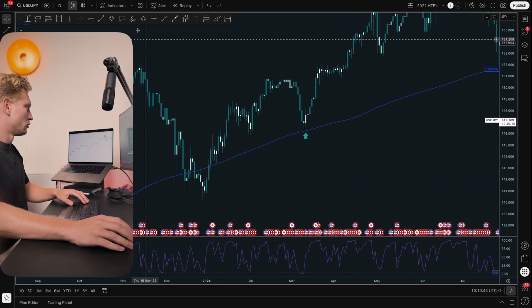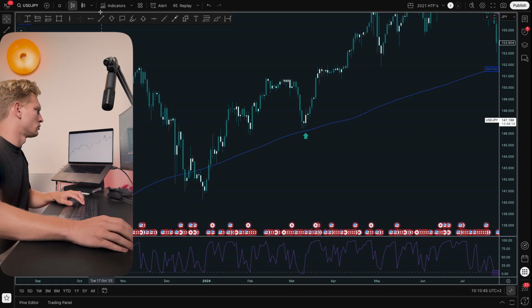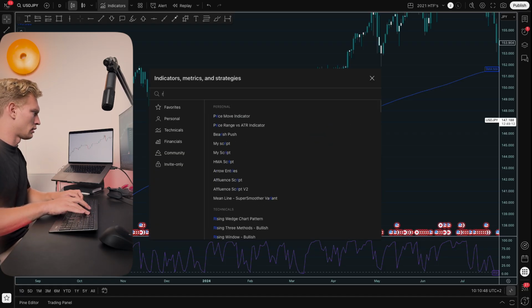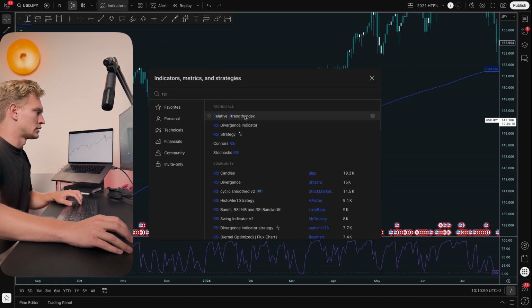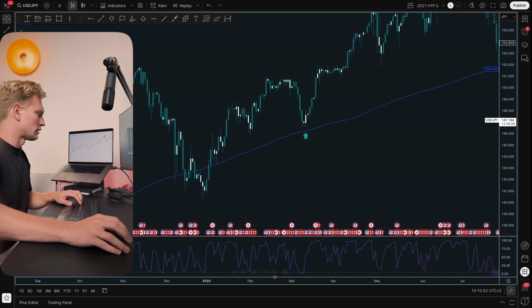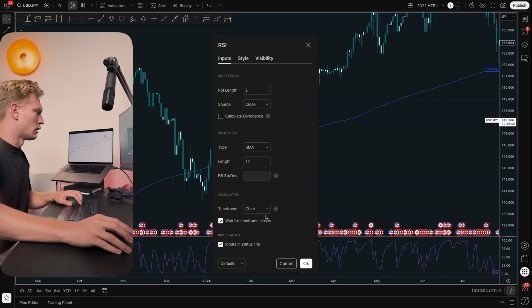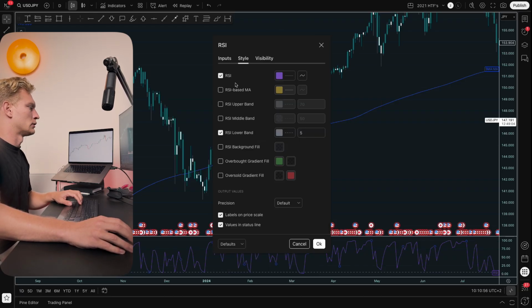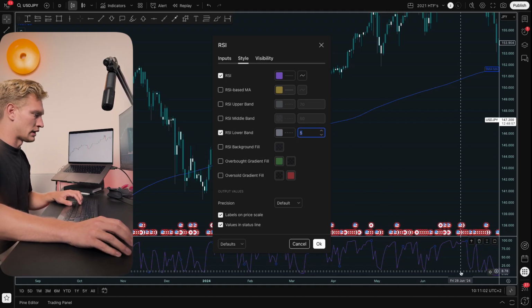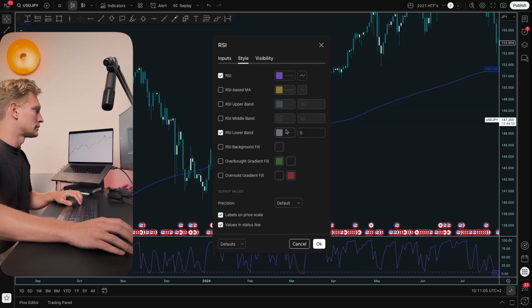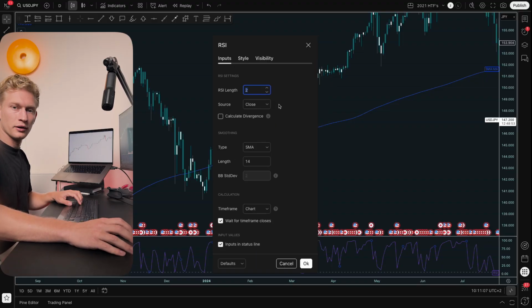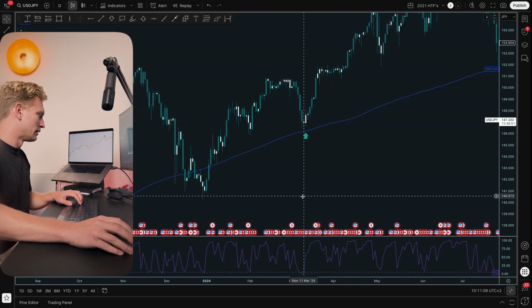A few things. You first need to have the RSI. So go to indicators and then type in RSI, relative strength index. You need that. I already have it here. Then open it up. In the style, I just have the RSI and the lower band there, and then make this a 5, so the lower band is at 5, and change the period of course to 2. That's all we need. Then we have the RSI.